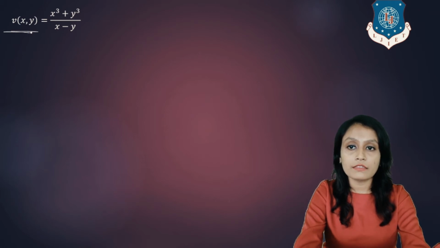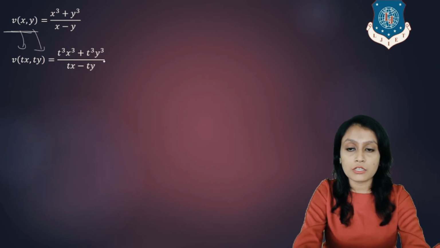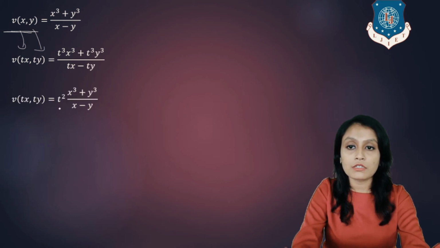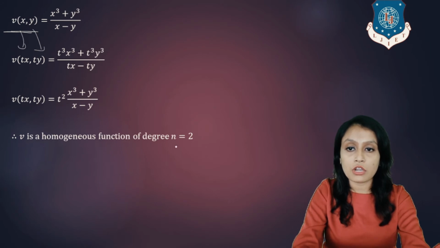Now we will check whether this v is homogeneous or not. For that, in place of x you have to write dx, in place of y, dy. So here you will get d cube x cube plus d cube y cube upon dx minus dy. Take d cube common from the numerator and d common from the denominator, so you will get d square times x cube plus y cube upon x minus y. So you can say that this v is a homogeneous function of degree 2.